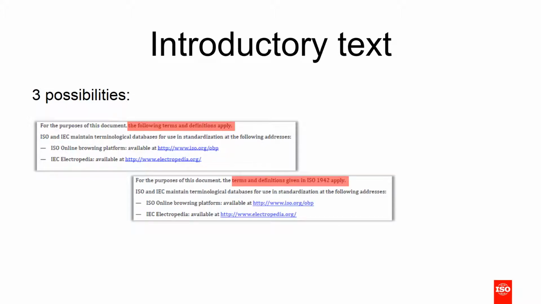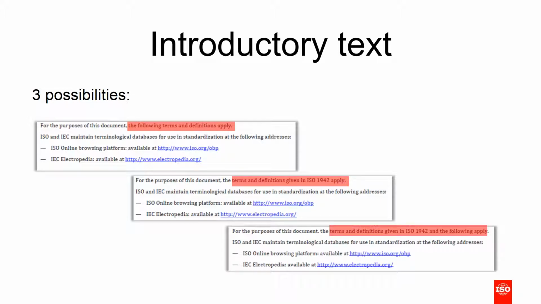If you are not defining any new terms, but you want to reference terms from another document, you say, for the purposes of this document, the terms and definitions given in ISO XXXX apply. If, however, you do want to define terms, as well as citing terms from another document, you would say, for the purposes of this document, the terms and definitions given in ISO XXXX and the following apply.